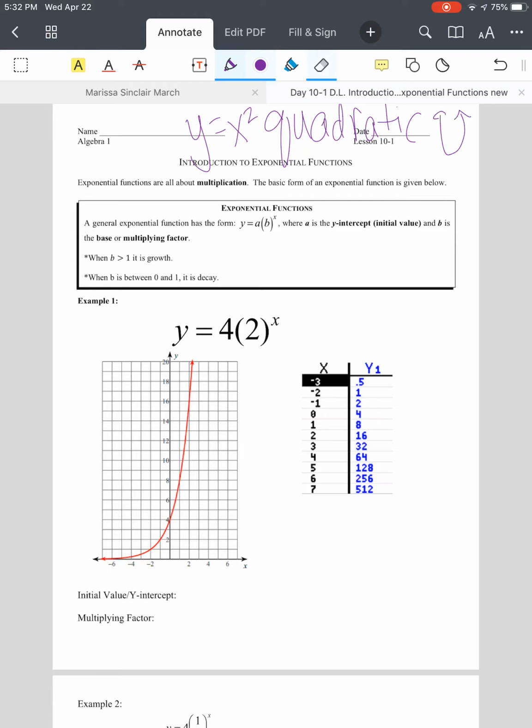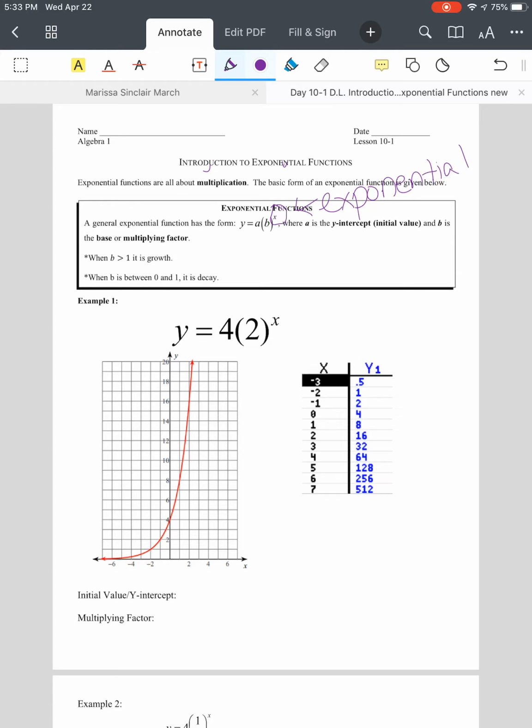Okay, and today we're going to talk about exponential functions. And exponential functions always have a number raised to the x. So right here it has the form y equals a parenthesis b to the x. There's an example down below, 4 parenthesis 2 to the x. It always has that raised to the x. That shows that it's an exponential function. Just like an x squared shows that it's a quadratic function, something raised to the x shows that it's exponential.